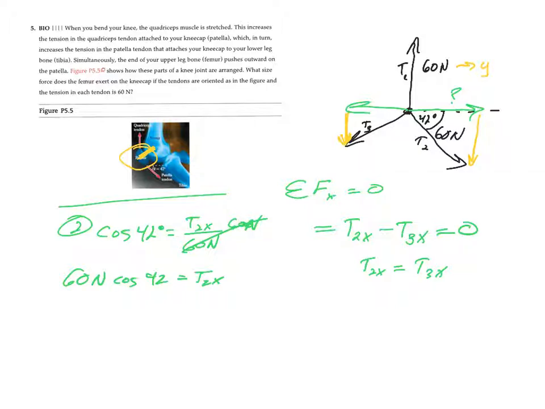It should be smaller, right? 60 times the cosine of 42, and I get T2X equaling 44.6 newtons. So T3X equals the same thing, 44.6 newtons. It would be negative because it's going in the other way. So I know that this is 44.6.